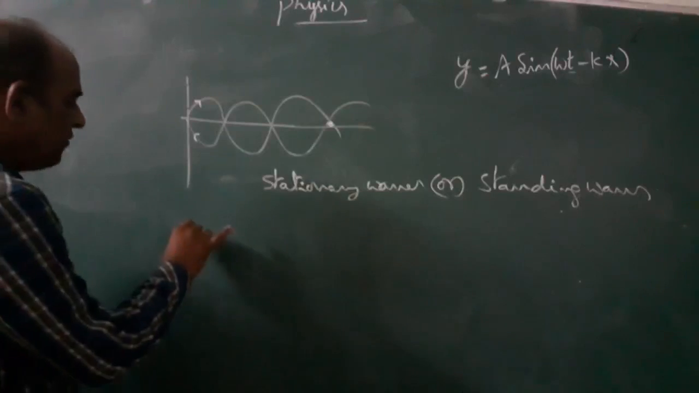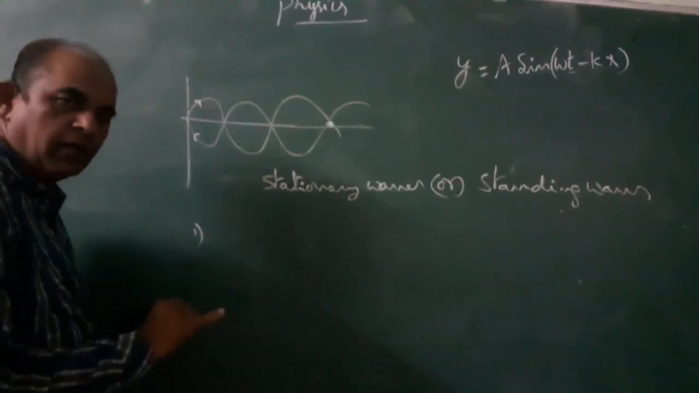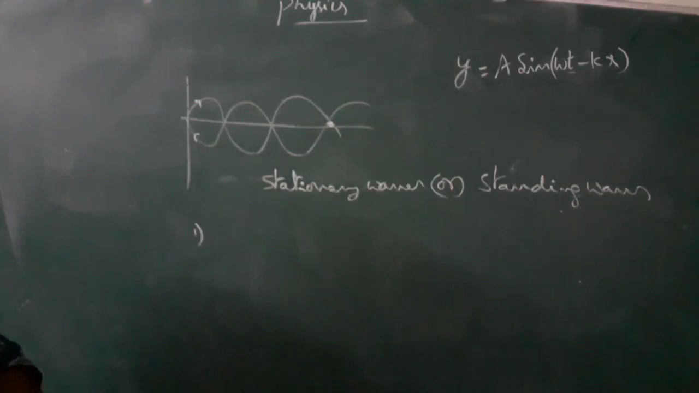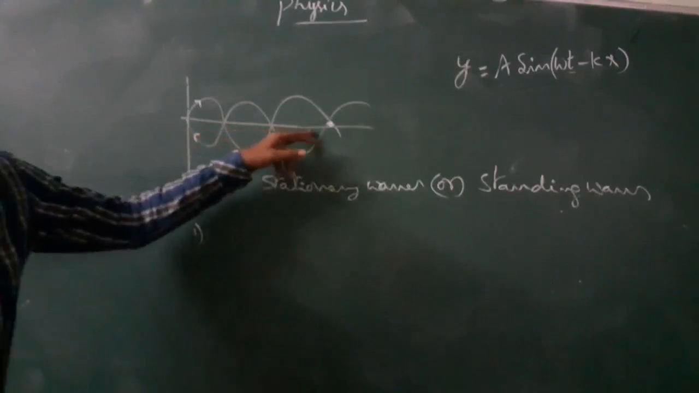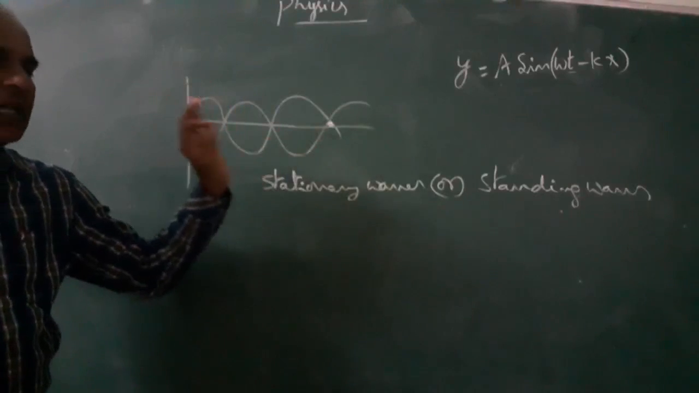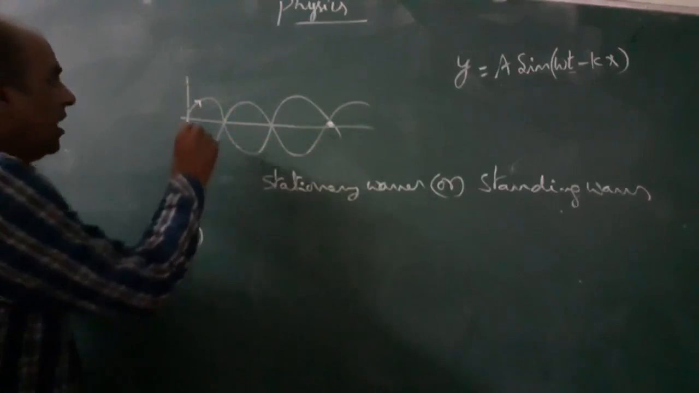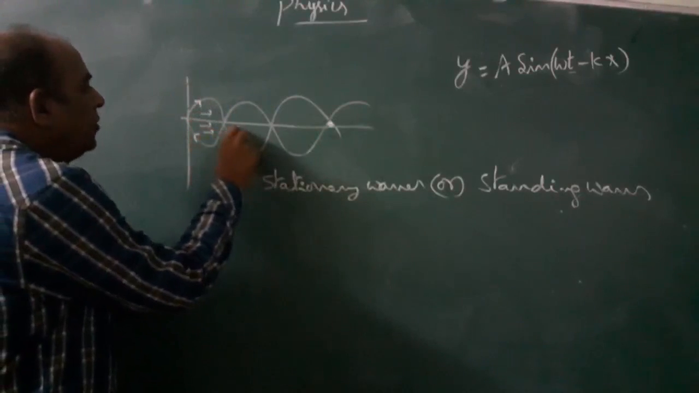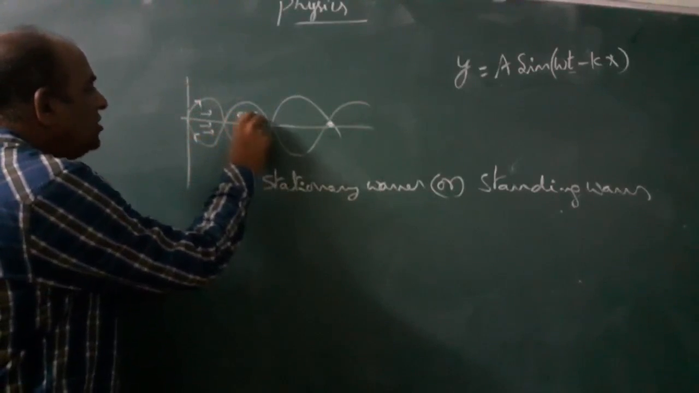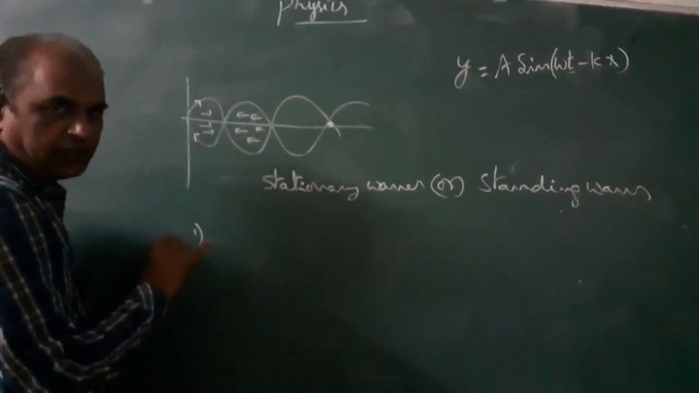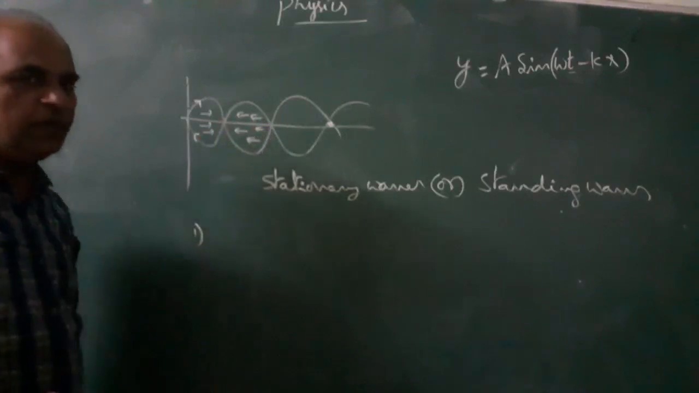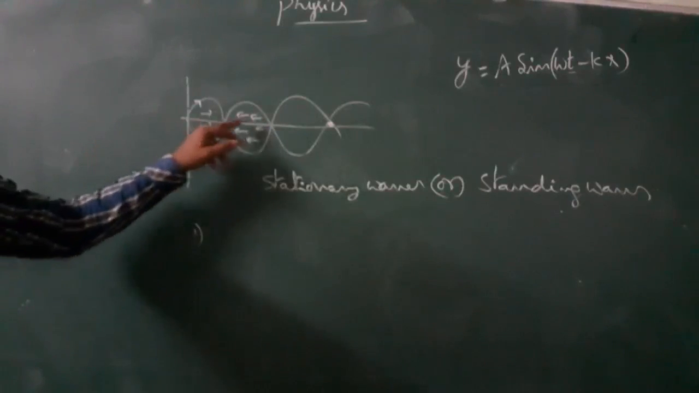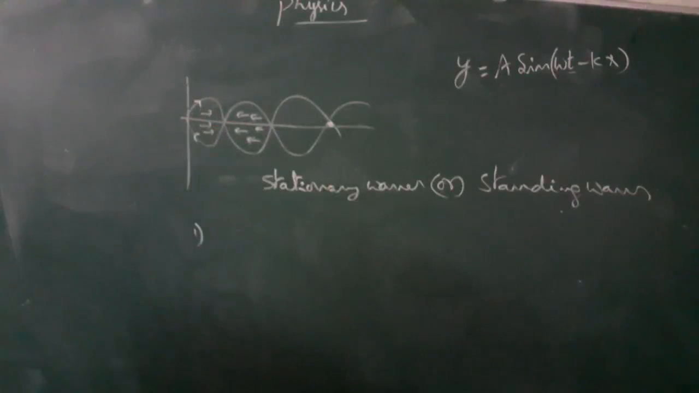When the stationary wave is formed, first point, the medium vibrates in the form of loops. These are called loops. All particles in a loop are in the same phase. In the next loop, they are in opposite phase. Hence, the phase difference between two particles in successive loops is pi radians.